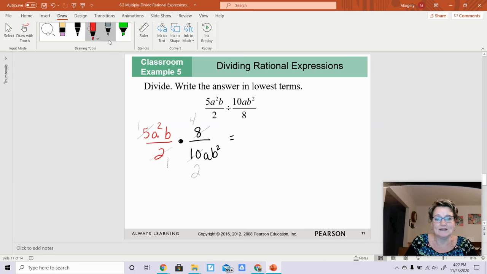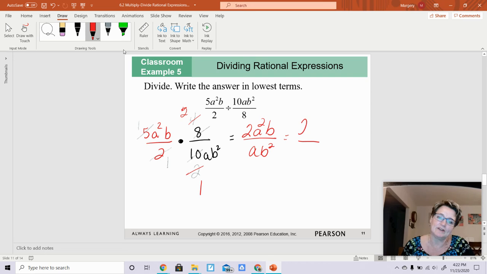Now, I notice that there's a 2 here. 2 goes into 2 once. 2 goes into 4 twice. Okay? So I'm going to be left with 2 in the numerator, a squared b. The denominator is going to be ab squared. So what happens is I'm left with 2 in the numerator.